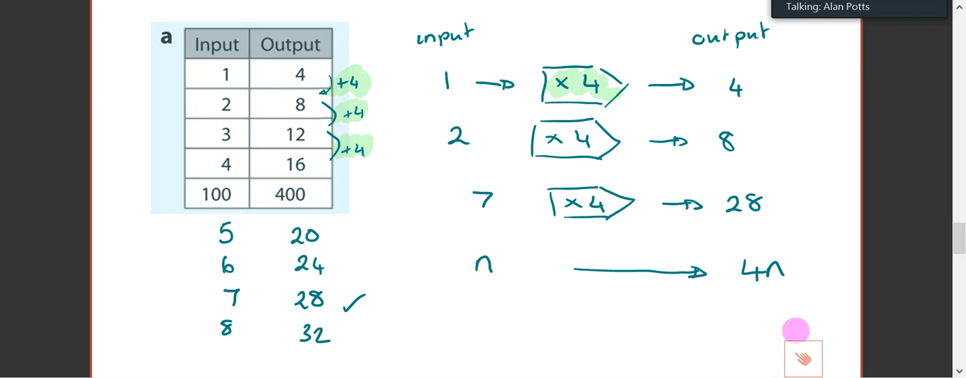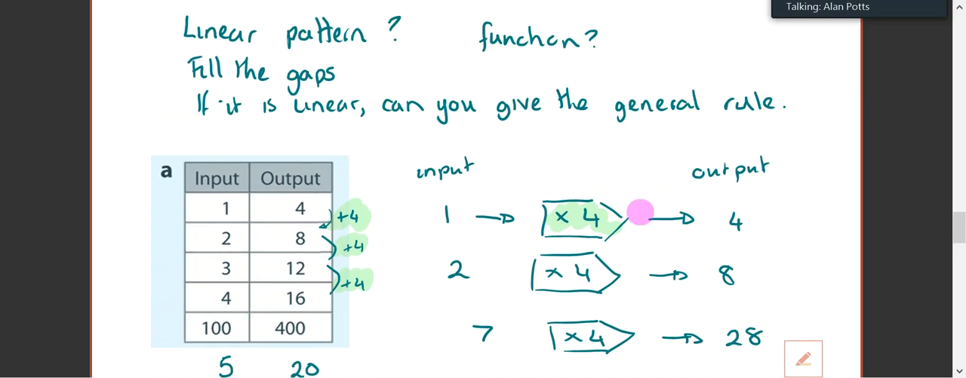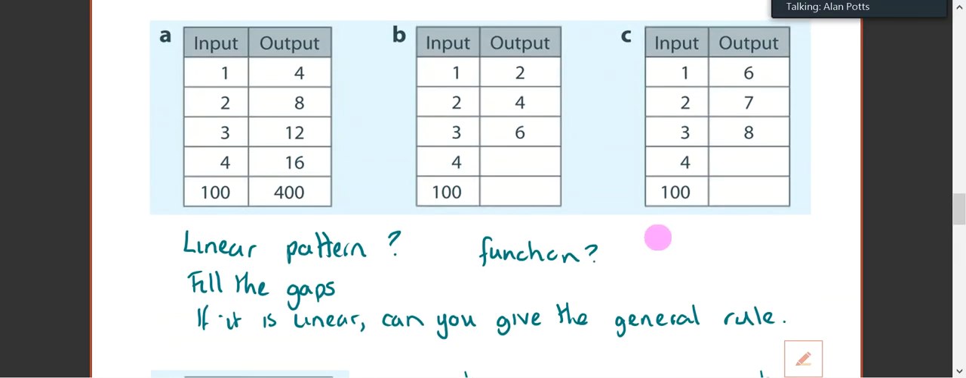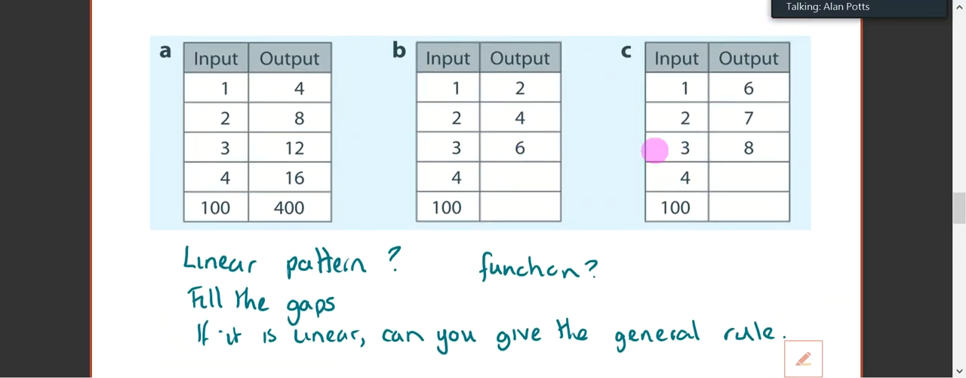Okay, so over to you, if you've written those down, hopefully you did. So for B and C, first of all, can you spot the baton? Can you carry it on? Plus 2. Can you figure out what the machine will be? Can you give me a general rule at the end? Okay, go for it.